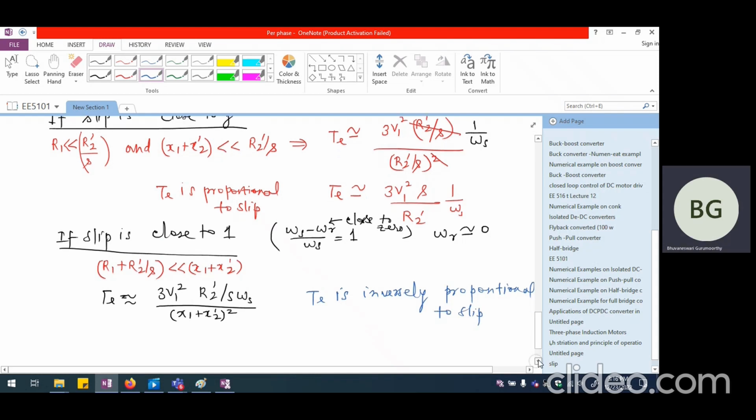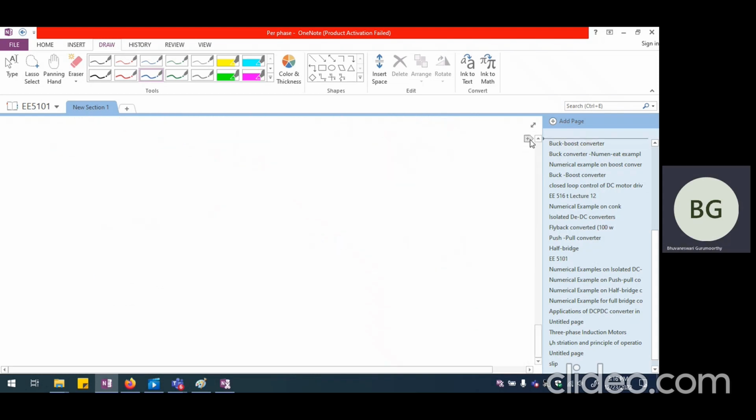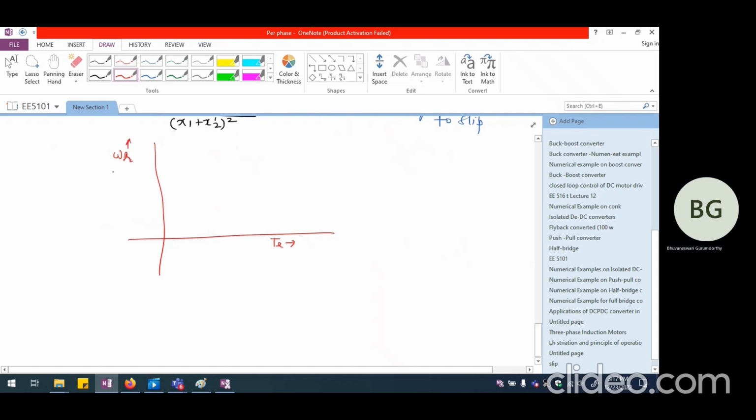So when we draw these two portions, we can say if these are the axes, this is corresponding to TE and this is corresponding to speed, omega R. And let us say this is the speed, which is the synchronous speed, omega S. And this is the zero speed.